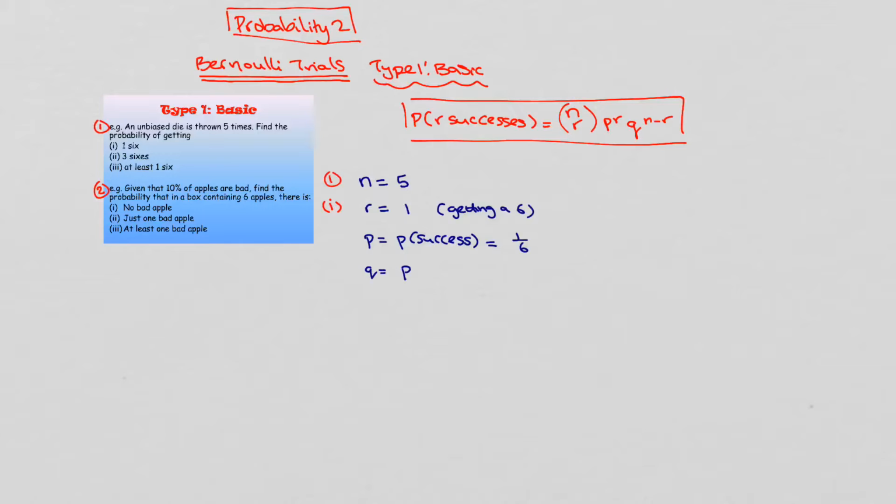And q is always the probability of failure. Well, what's failure in this case? If success is getting a 6, then failure means not getting a 6. So there are 5 other numbers that are not a 6, in other words, getting a 1, 2, 3, 4 or a 5. So the probability of success is getting a 6, and failure is not getting a 6. Whatever your success is, the failure is always the not of that happening.